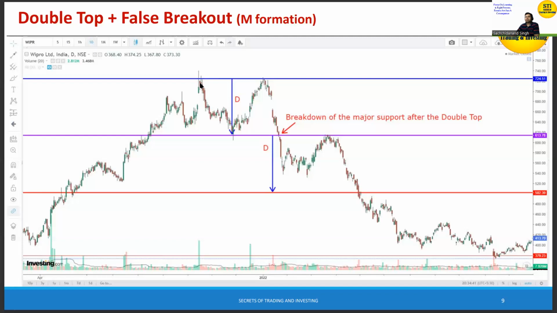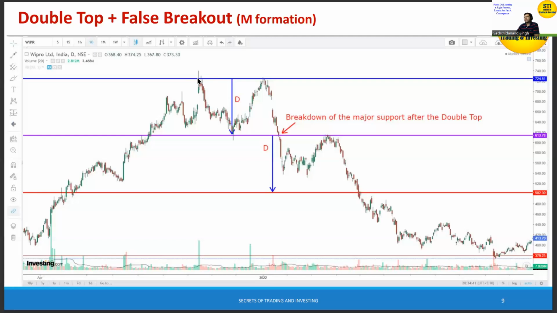So when we are putting the resistance line at the top, just look at this top where it touched 3 times. While putting it, we should put our resistance or support in such a way that it touches the maximum number of points.